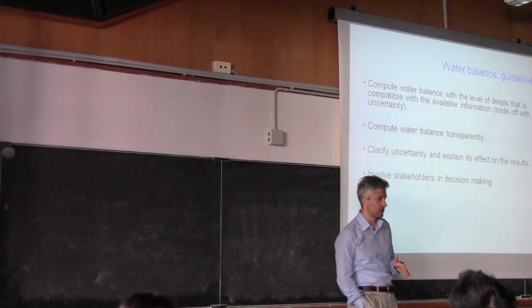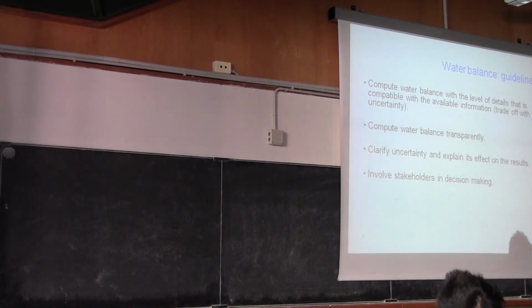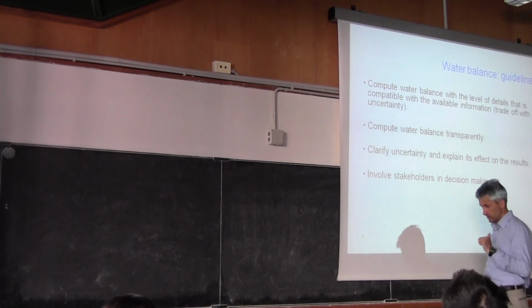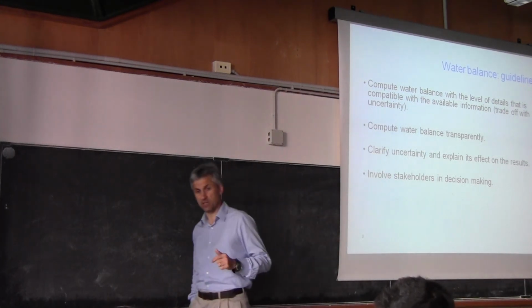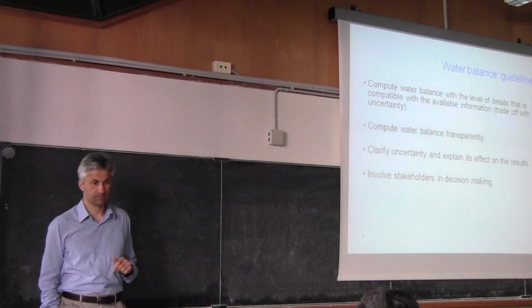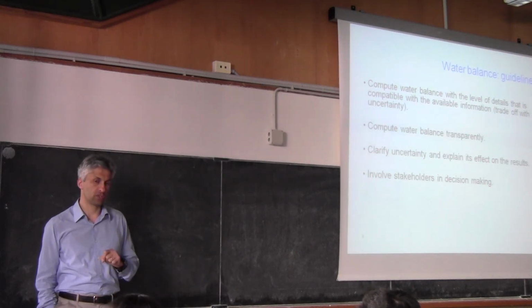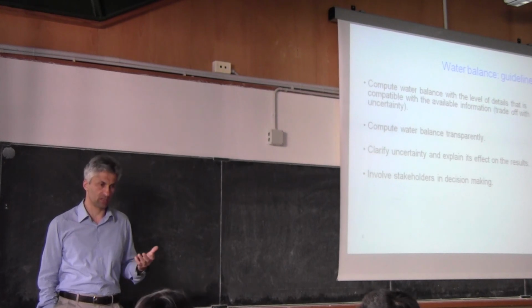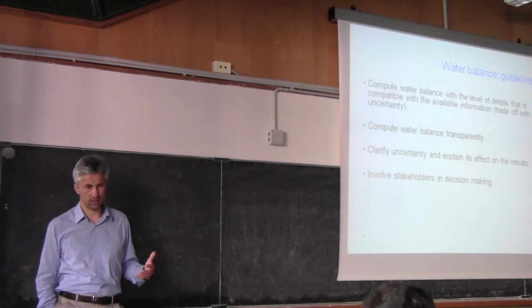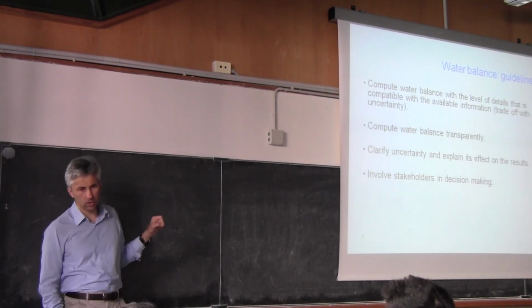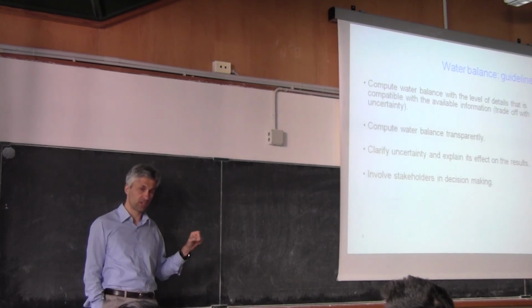Some guidelines for computing the water balance. What is the level of detail to which we should make the computation? Level of detail means the time scale. Should I compute the water balance at hourly time scale, daily time scale, monthly time scale? The level of detail also means: should I consider water resources availability and water demands by looking at any single contribution, even the less significant ones, or not?